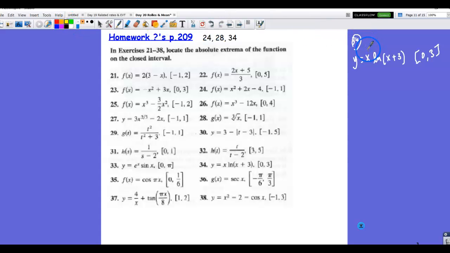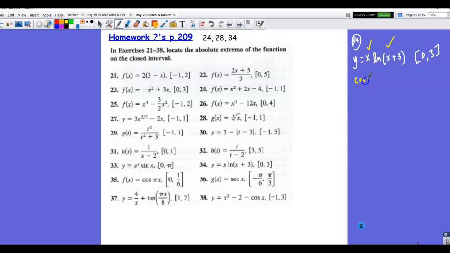I know that y equal x is a continuous function everywhere, and I know ln of x plus 3 is continuous as long as I take the ln of a positive number. And so if I substitute 0 in here and 3 in here, any of those numbers will give me a positive output. So I am okay. This function is continuous on the given closed interval, so there will be a max and a min.